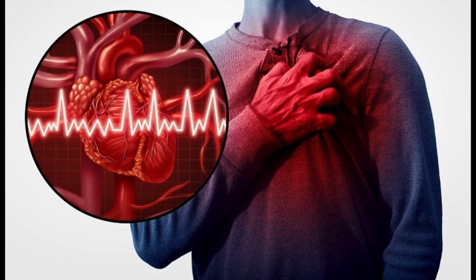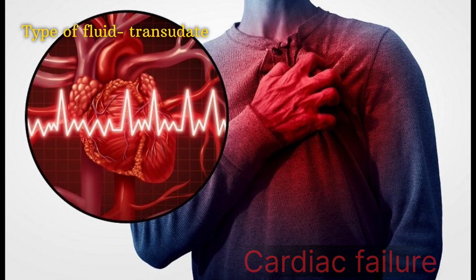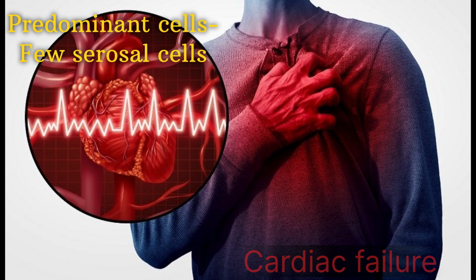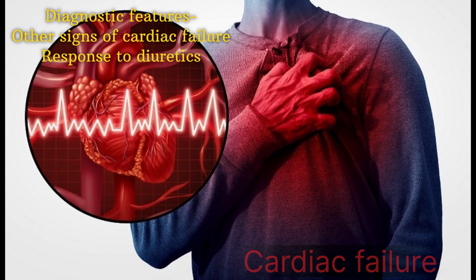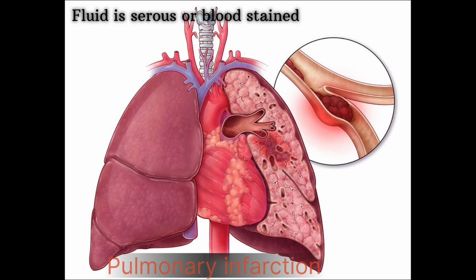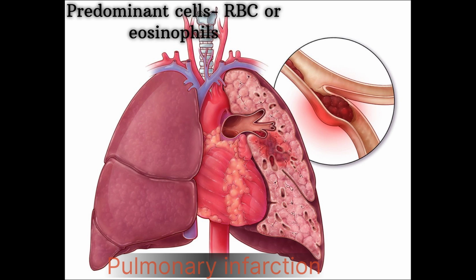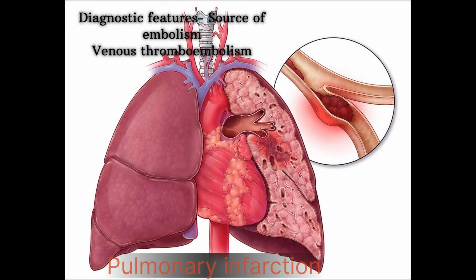If it is caused by cardiac failure, the fluid is serous or straw-colored. The type of fluid is transudate. The predominant cells are few serosal cells, and the diagnostic feature is other signs of cardiac failure which respond to diuretics. If it is caused by pulmonary infarction, the fluid is serous or blood-stained. It is exudate, rarely transudate type of fluid, and the predominant cells are RBCs and eosinophils. The diagnostic feature is evidence of pulmonary infarction, obvious source of embolism, and factors predisposing to venous thrombosis.